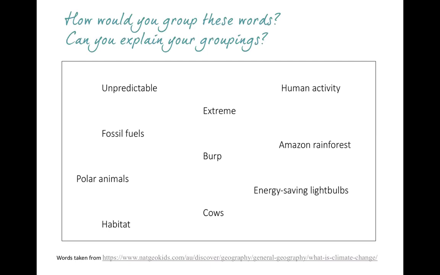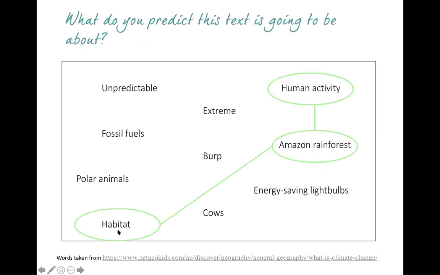Great, thank you. And that's exactly the kind of thing you could ask your students to do. And then they could make their groupings bigger and bigger and consider how they'd put them together. So here I linked human activity, Amazon rainforest and habitat, thinking that it's human activity that has destroyed the Amazon rainforest as a habitat for animals. And you could ask your students to sketch what they think will be in the text or put it in a process level diagram, something like that, to make their understanding visual after they've done this task.